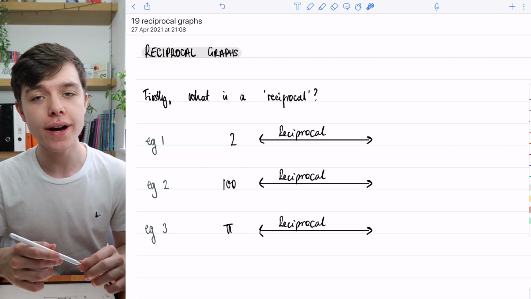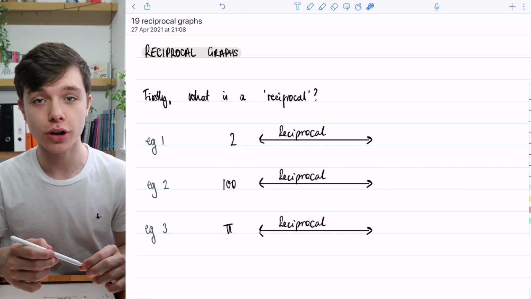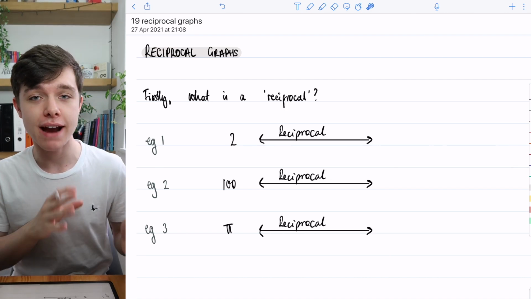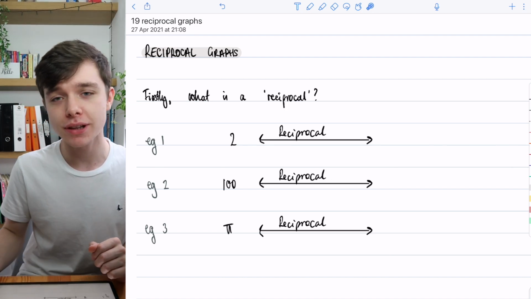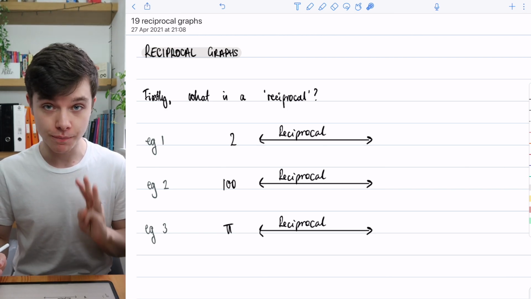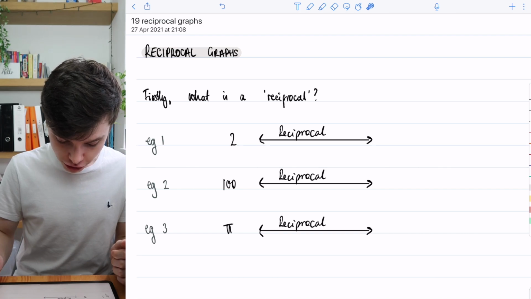In this video we're going to have a look at reciprocal graphs. First, we're going to look at what a reciprocal is. You might already know this, but let's have a look at what a reciprocal is with three numerical examples. I've got three examples here.